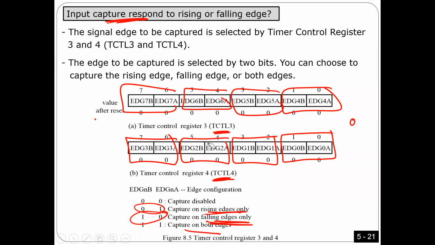So all the time, you want to capture this one or both. Is that okay, guys? Very easy. Any questions? I know there are too many registers, but it's just easy. Okay, so I'm gonna summarize them later.